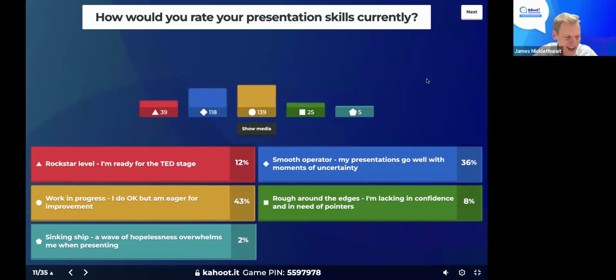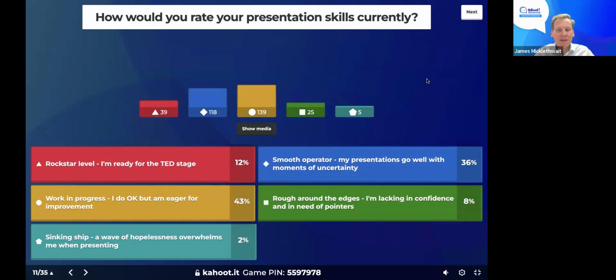So our survey said, and I'm just checking my notes, the exact numbers were 9% for the rock star, 12, 42%, so it's pretty similar on smooth operator. But the big takeaway is around about half of us delivering presentations or wanting to deliver presentations need help. There is a confidence thing.